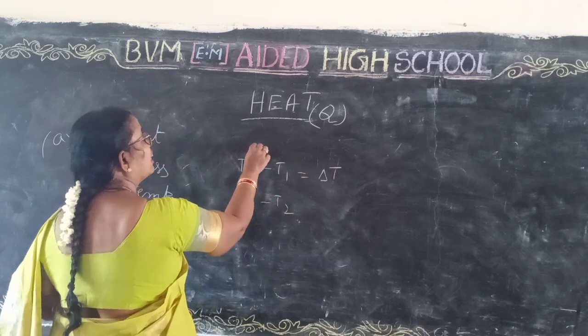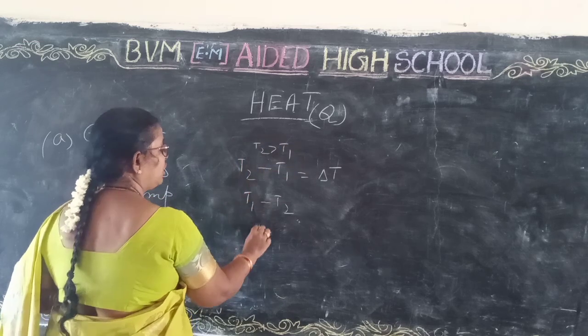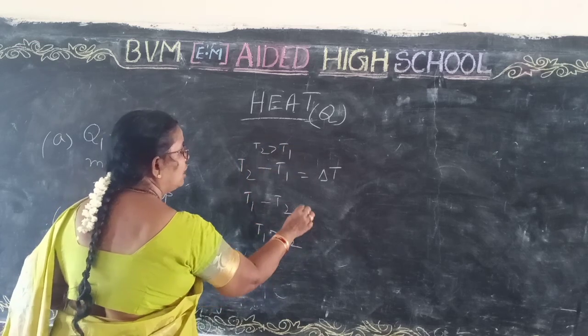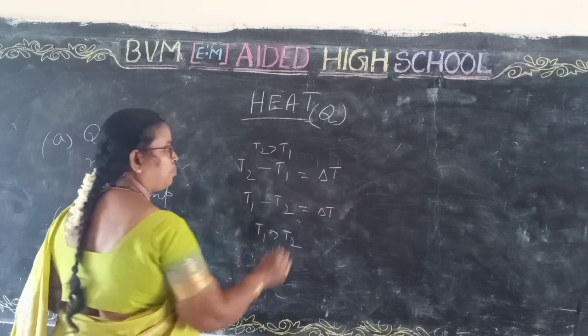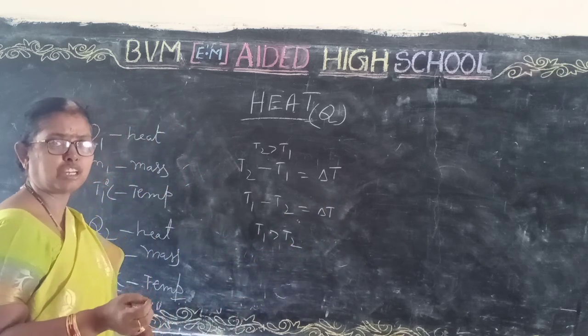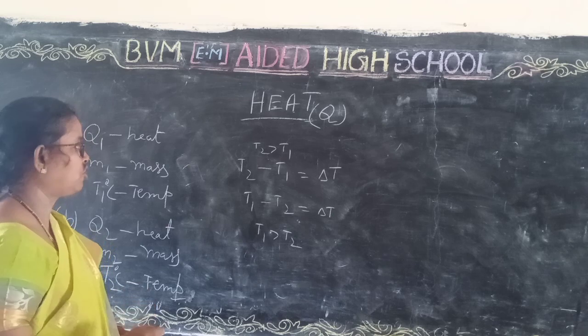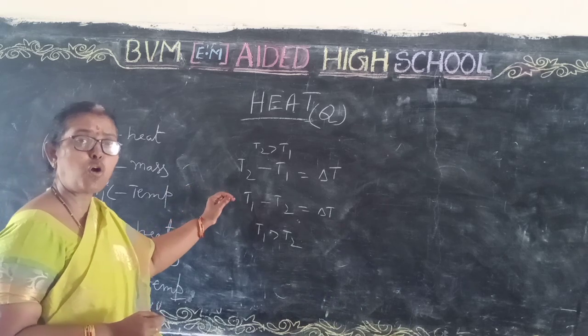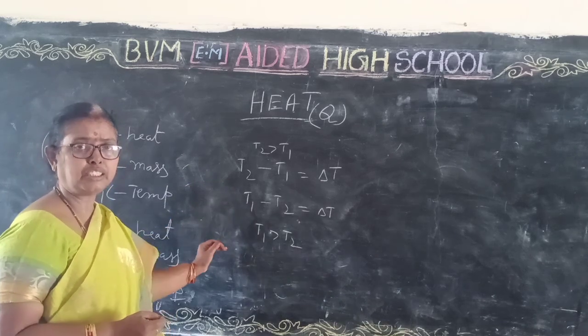Here T2 is greater than T1. Here T1 is greater than T2. Then we represent it as delta T, meaning the change in the temperature. So this depends upon what? The material or the substances.